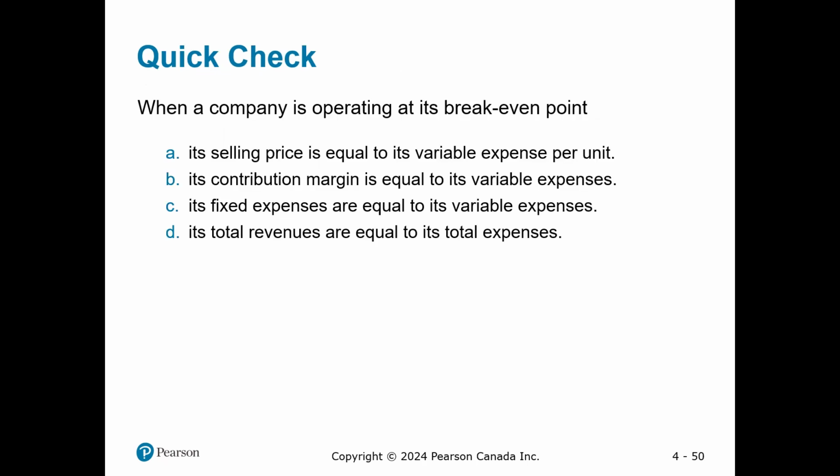Okay, let's do a quick check of your understanding. When a company is operating at its break-even point, A, its selling price is equal to its variable expense per unit. B, its contribution margin is equal to its variable expenses. C, its fixed expenses are equal to its variable expenses. Or D, its total revenue is equal to its total expenses. And the answer is D. That's because the total revenue minus the total expenses has to be equal to 0 at break even because we're not generating any profit.